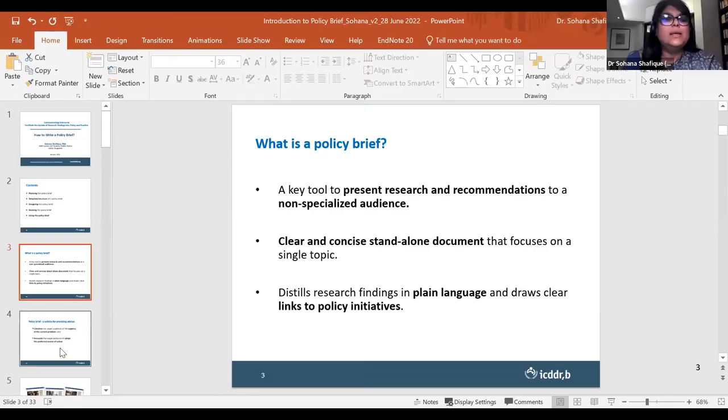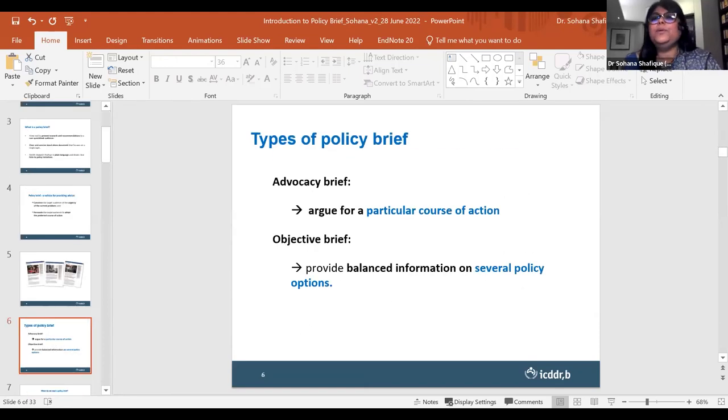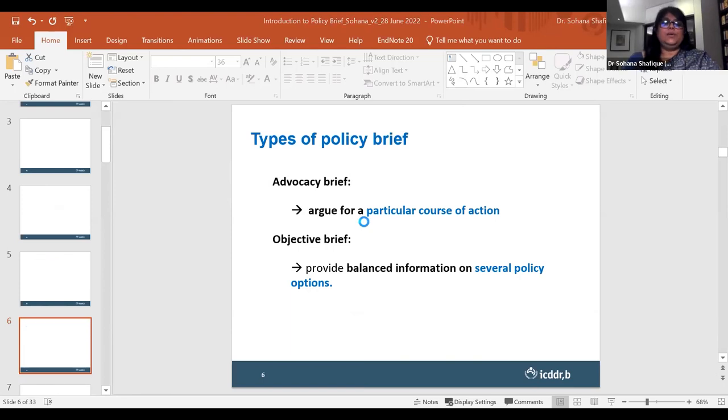If I could share my screen, because there are questions on that, it will be important to show the two types of policy brief. Can everyone see? Yes, you can see it. Okay, let me put it in full screen mode. So there are two types of policy brief, the advocacy brief and the objective brief.